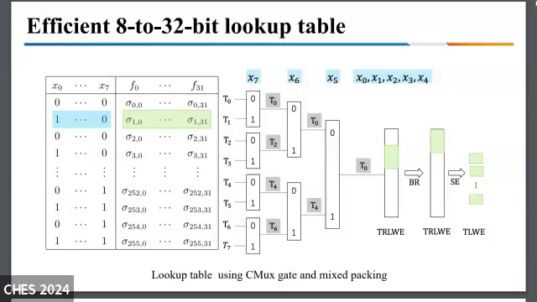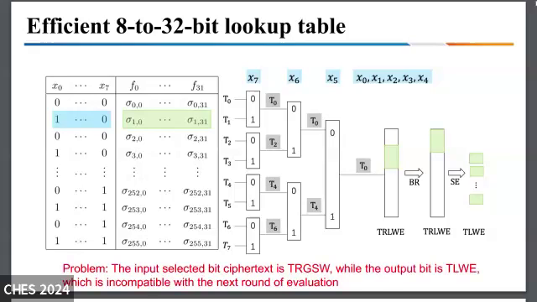Actually, as we just said, we use the CMux gate and mix packing. This technique is from the original TFHE paper. But we have a very big problem in this mode. That is, the input selected bit ciphertext is TRGSW, while the output bit ciphertext is TRLWE.